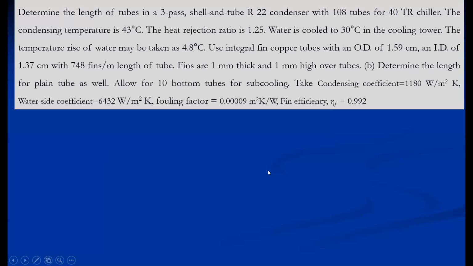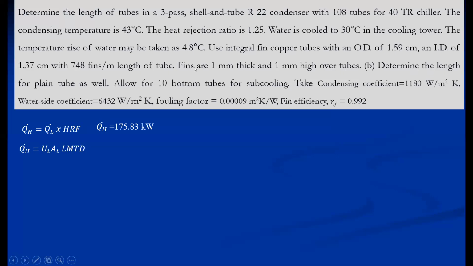If the dimensions are asked, definitely the basic equation required is Q is equal to U A LMTD. So this is the equation. But first of all, we have to calculate Q. So heat rejection is equal to capacity multiplied by the heat rejection factor. Capacity is given as 40 TR, and the heat rejection ratio is given. It comes to around 175.83 kilowatt.